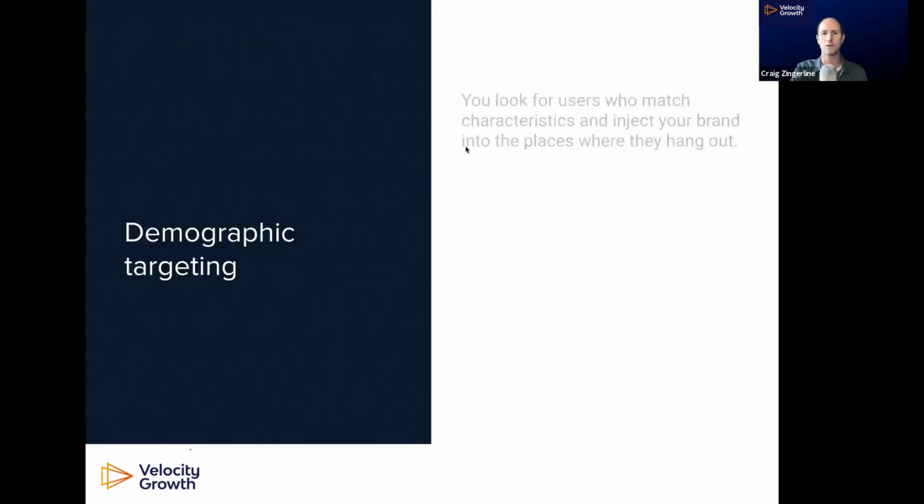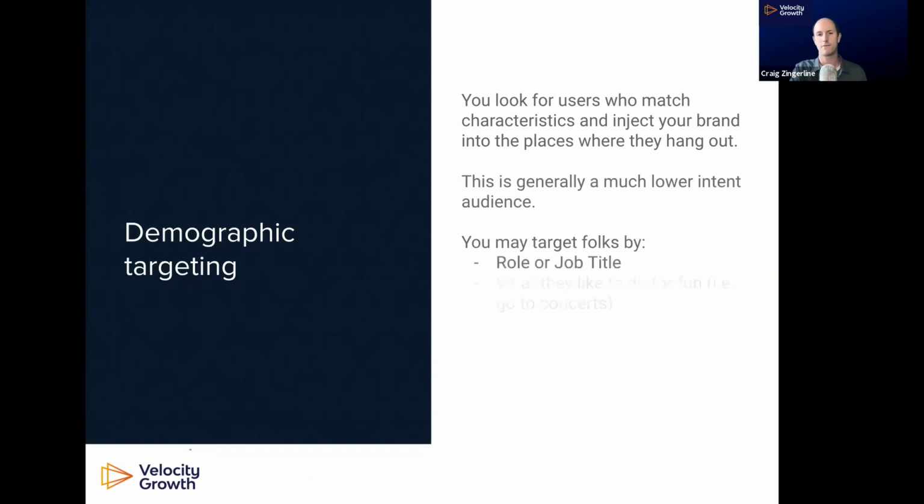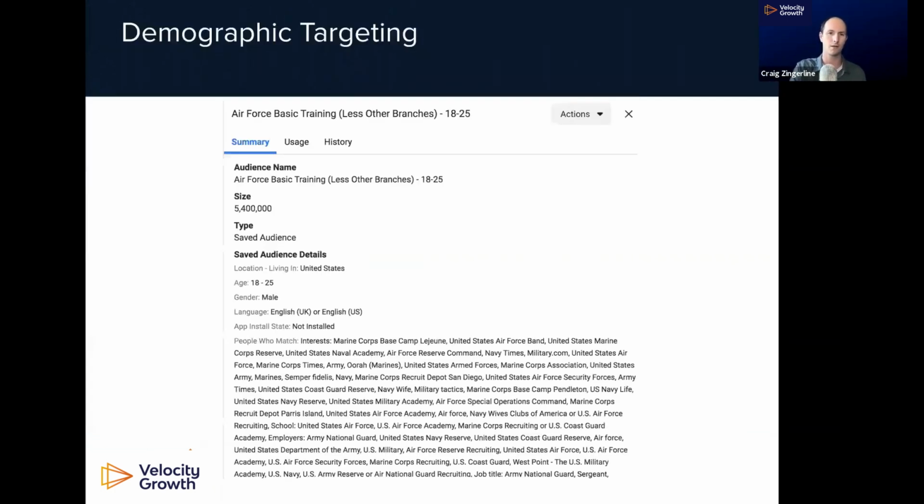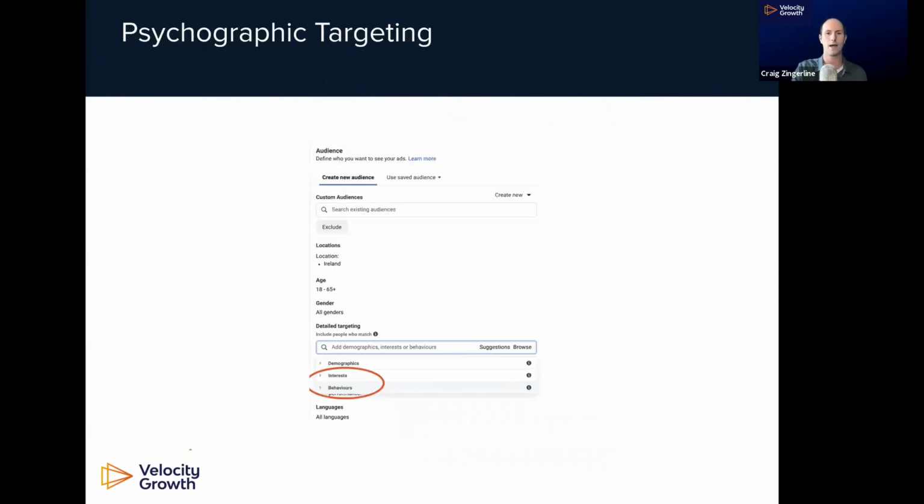Demographic targeting is where you look for users who match characteristics that you think are relevant, and you inject your brand into the place where they hang out. And this is going to be a lot lower intent. So you may target by all sorts of things, including what they like to do for fun or some kind of affinity. There's a million ways to use this. Here's an example here. I'll blow through this quickly, but you can set up really finely tuned demographic-based targeting in a lot of the ad platforms.